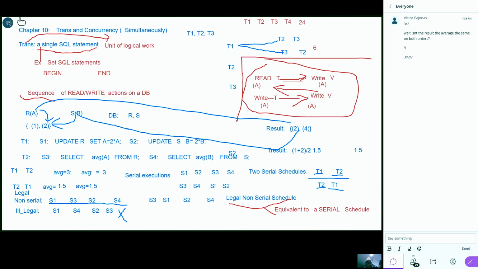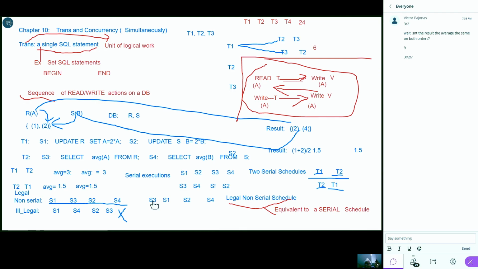Oh, I want to repeat something. You notice here, if you have T1 and T2, first T1 goes, then T2, you have some answer. If T2 goes first, then T1, we get another answer. Now, if we have a totally non-serial schedule, the answer is going to be completely different. So for a second, guys, we have S3, S1, S2, and S4. Please tell me what's the answer to this.